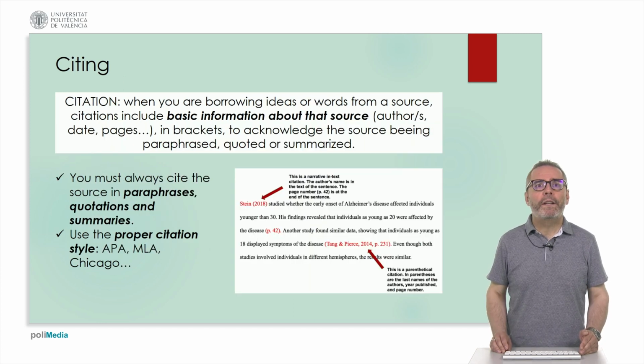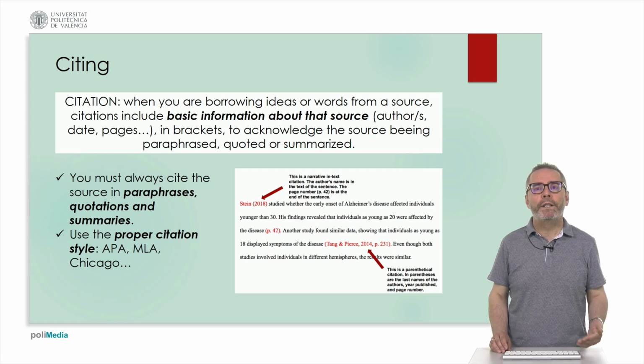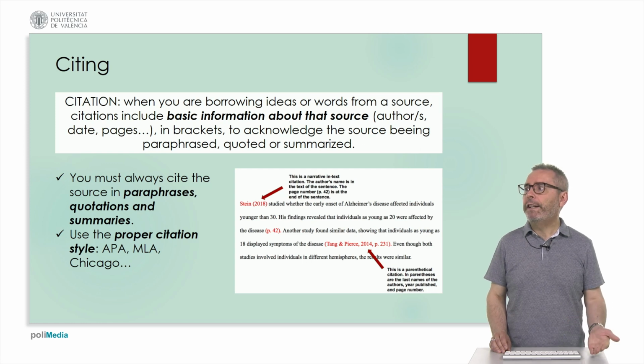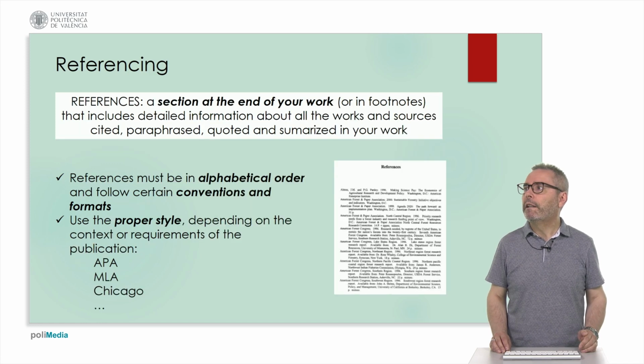Another way is citing. In this case, when you are borrowing ideas or words from a source, citation includes the most important information about the author, the source, the pages, in brackets to acknowledge the source in full. The source that you are paraphrasing, quoting, or summarizing. And in this case, we have to use the proper citation style. There are different styles.